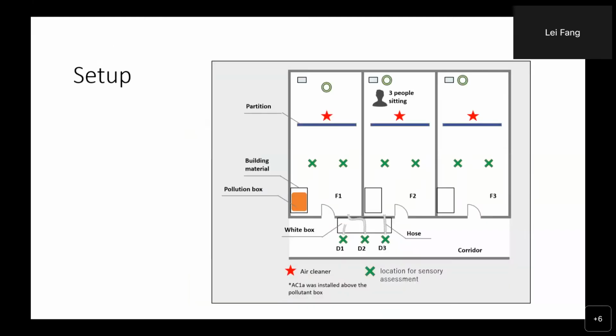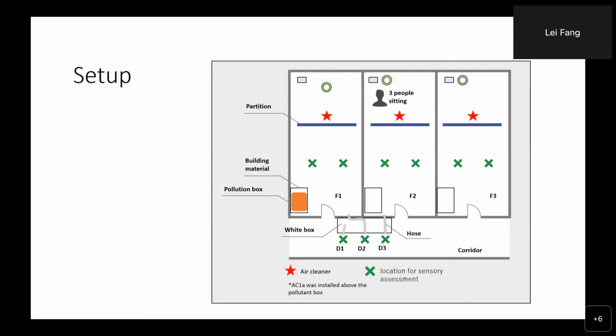And we test, this figure shows the setup of our experiment. We have 3 testing rooms. In the middle of the testing room, we put a partition so that people cannot see what is arranged behind the partition. And behind the partition, we put air cleaners. And also in one of the room, when we use human biofilms as a pollution source, they also sit behind the partition so that the sensory subject cannot see them.